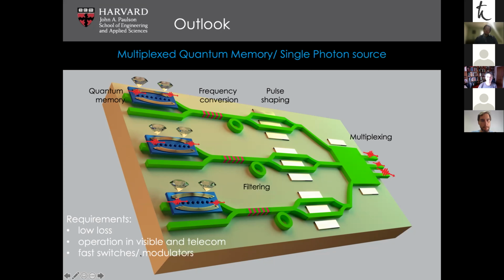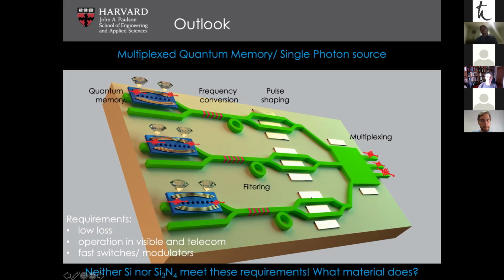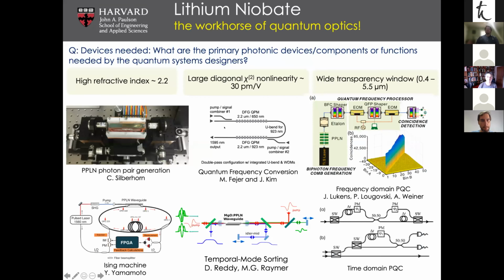We would like this platform to operate in visible and telecom wavelengths, so it can also do very efficient frequency conversion from telecom to visible, because we need to go to the telecom range to propagate over long distance. We also would like to have very fast switches and modulators to control precisely the spectral and temporal profile of photons emitted by silicon vacancy. And so the platform that we think can really enable all of these things is the lithium niobate platform.